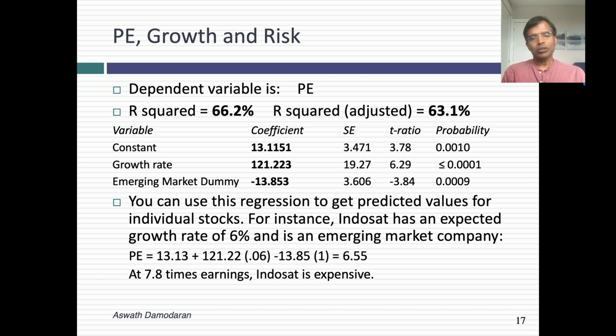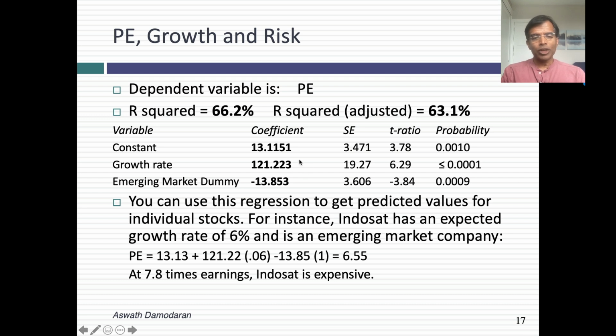Here's what my output looks like. Let's look at what the output tells us about the regression. First, the R squared is 66%. The sample size is small. I'm not going to get too excited, but that's a pretty reasonable R squared. I can live with that. The constant is 13.115. What does that mean? That's a base from which I'm going to get the PE ratio for every telecom company. It tells me something about the entire sector.